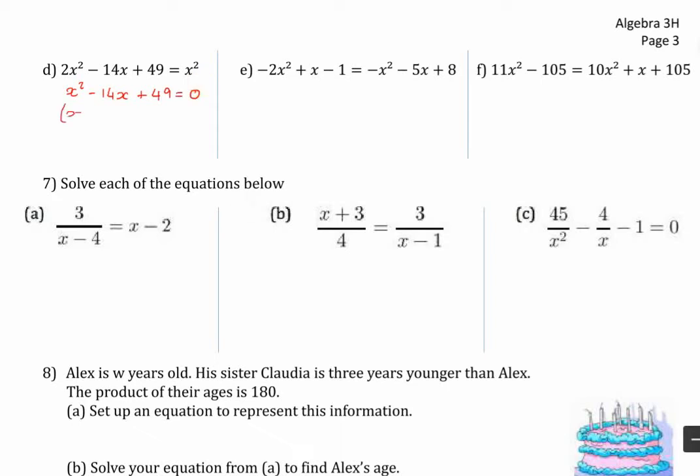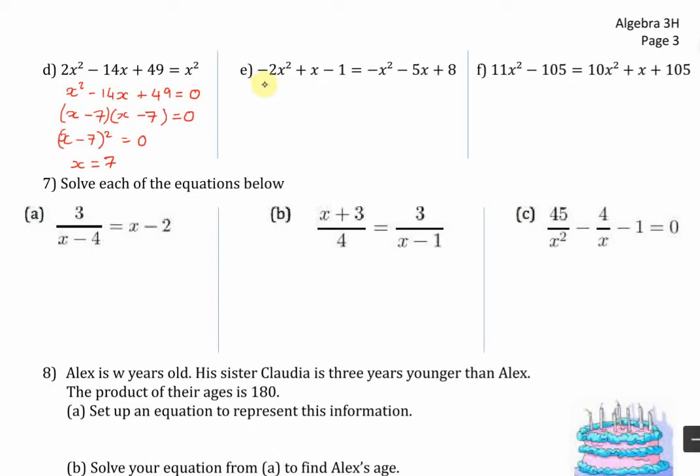Now it's ready to factorise. Looking for two things which times together to make 49, add together to make negative 14, and that one is negative 7 in each bracket. So this could also be written as x minus 7 all squared equals 0. So there's only one solution, and that is x is 7.